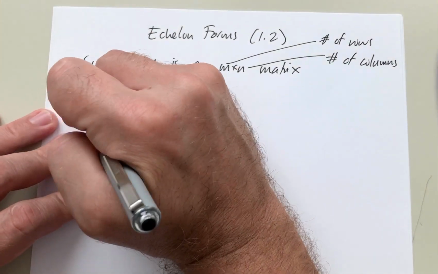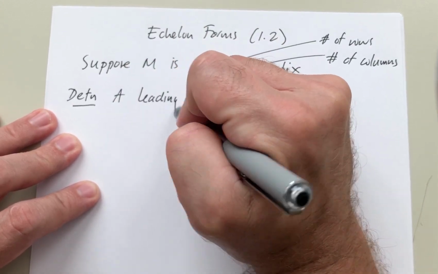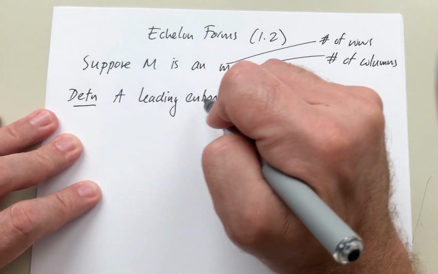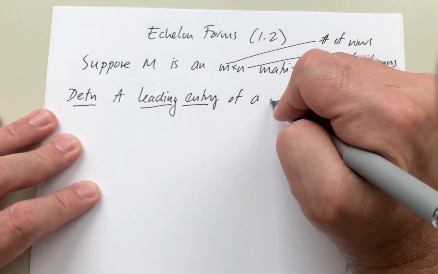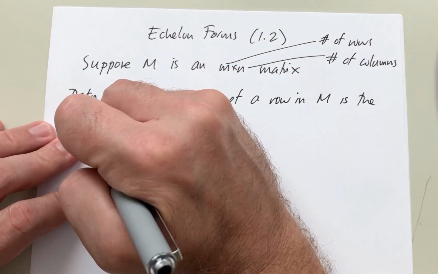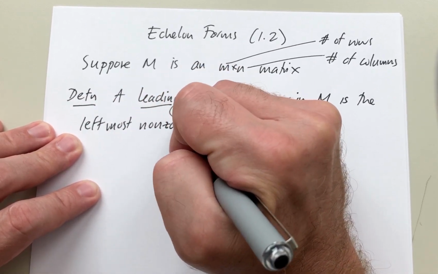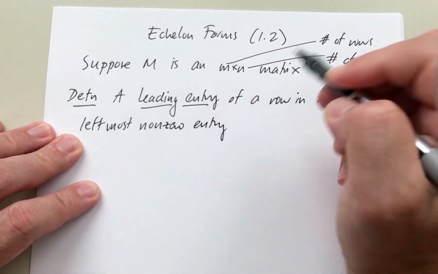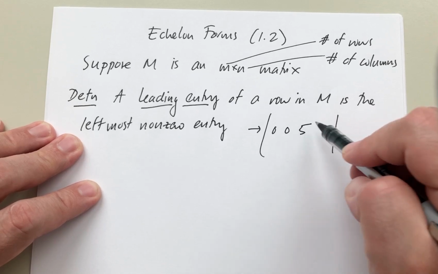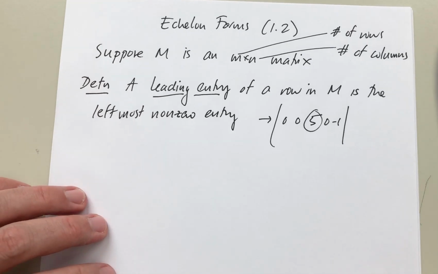Okay, so the first notion I want to define is what's called a leading entry of a row. The leading entry of a row in M is the leftmost non-zero entry. So, you have your matrix here. Maybe I'm looking at the second row. I might have a few zeros here, and then at some point I have a non-zero entry. That's what I mean by the leading entry.